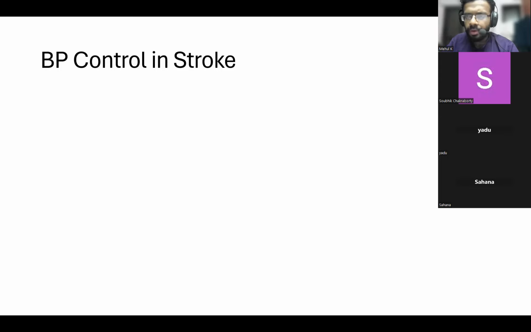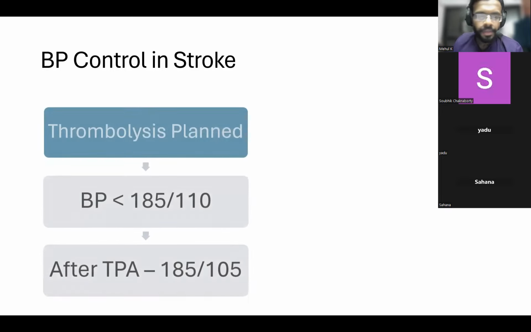That is a significant amount. So don't think that with 200 by 100 you have to reduce it to 120 by 80 right now. No. If you are doing that, you are actually going to harm the patient. So gradually reduce. Target some 10 to 20% reduction in BP over 24 hours. Not drastic reductions. This is for ischemic stroke. Hemorrhagic is another ball game. I'm not discussing that right now.